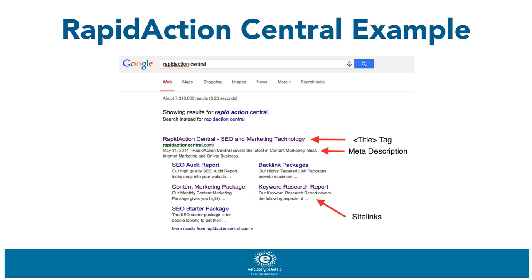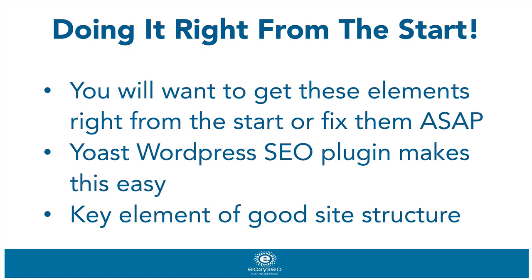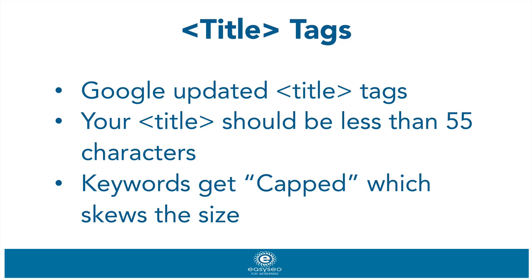So it's important when you set up some of this stuff that you do it right from the very beginning. You'll want to get these elements immediately set up correctly. The Yoast WordPress SEO plugin makes this really easy. We're going to talk about that in another lecture on how you set it up and why it's important. And these aspects are the key elements of good on-page site structure. So let's talk about title tags.